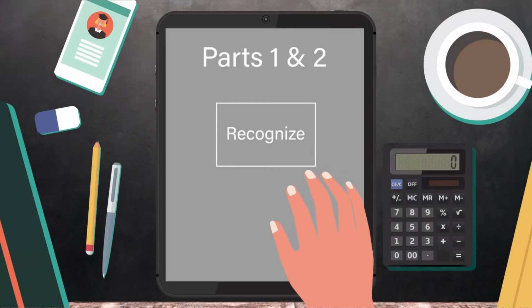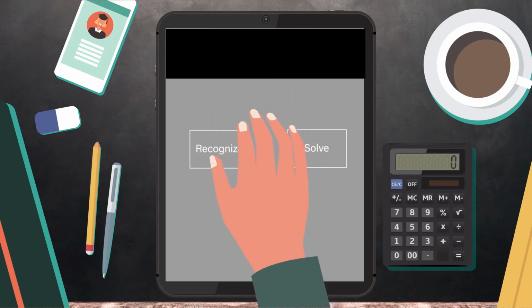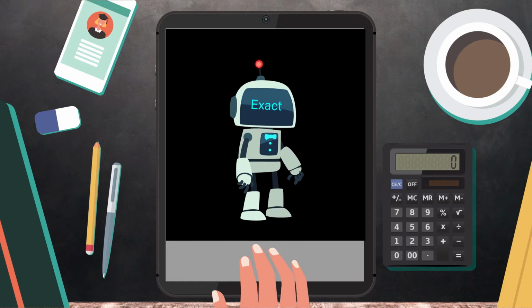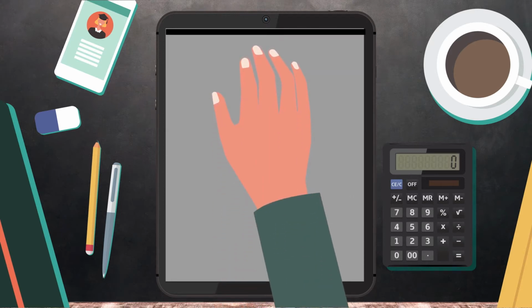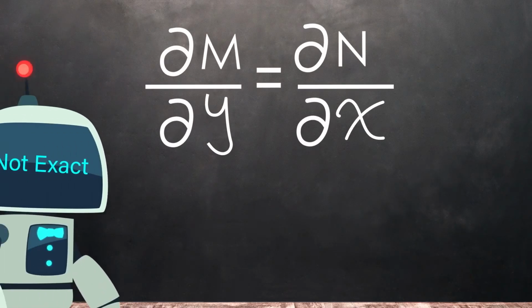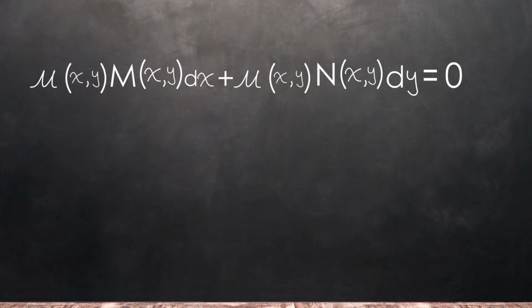In Part 1 and 2, we explained how to recognize and solve exact differential equations. Now we are going to explain what to do when a differential equation is not exact, but can be transformed into one. As we saw in Part 1, if the following equation does not hold, then the differential equation is not exact. In this case, it is sometimes possible to find an integrating factor mu. When we multiply mu with our differential equation, it becomes exact.